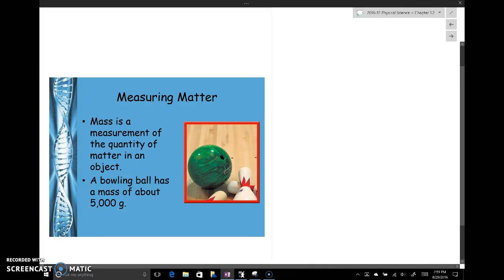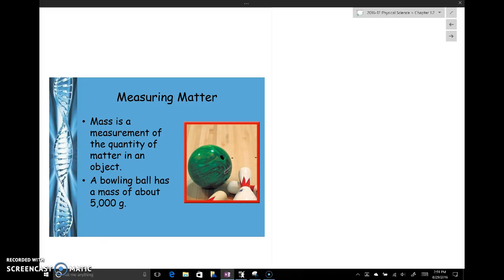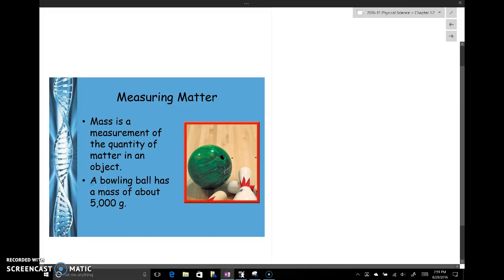Now, mass is different than volume. Mass is a measure of the quantity of matter that an object has, the amount of stuff it's made of. Volume is how much space that stuff takes up. So it's different. A bowling ball has a mass of about 3,000 grams. Remember, the SI unit for mass is not a gram, it's a kilogram. So if we were to convert, a bowling ball is about 5 kilograms.